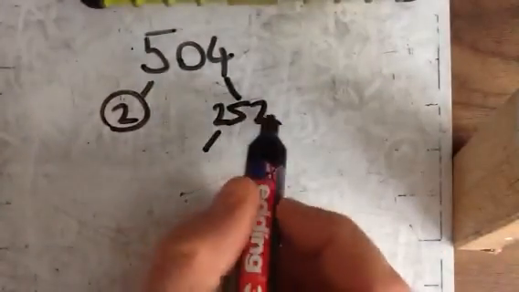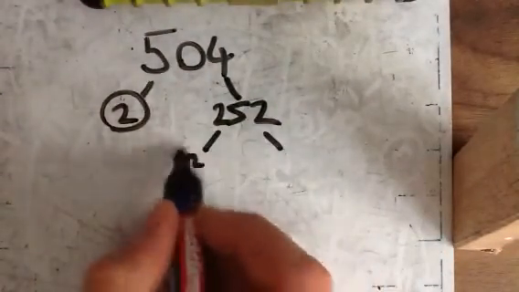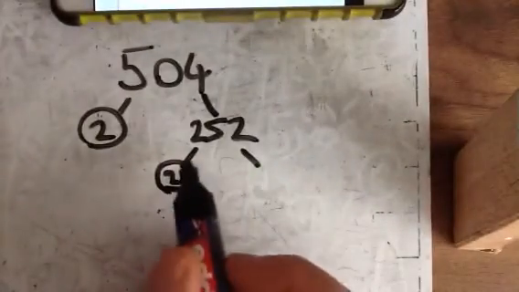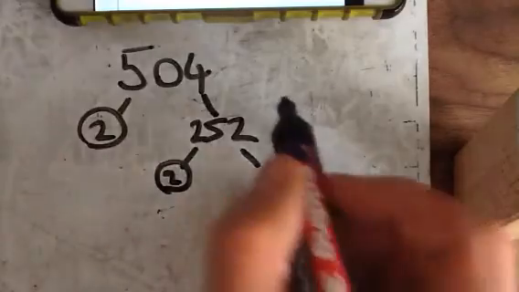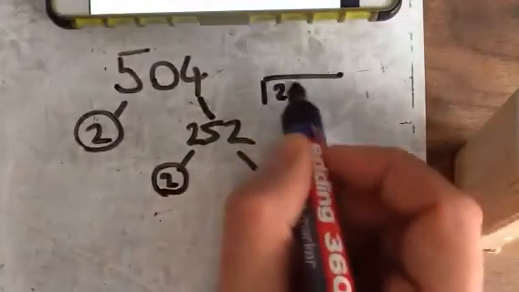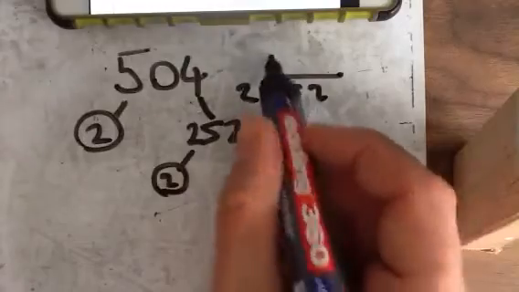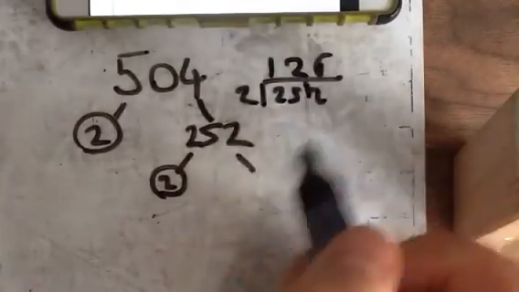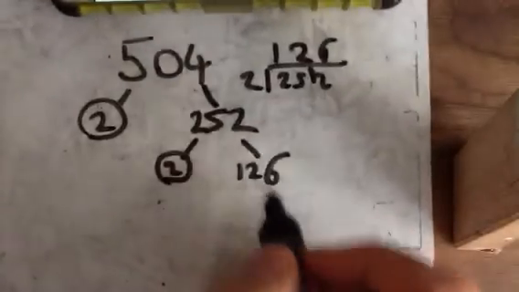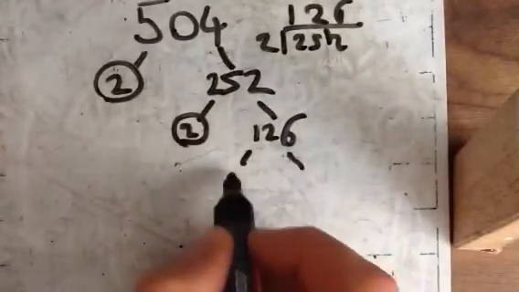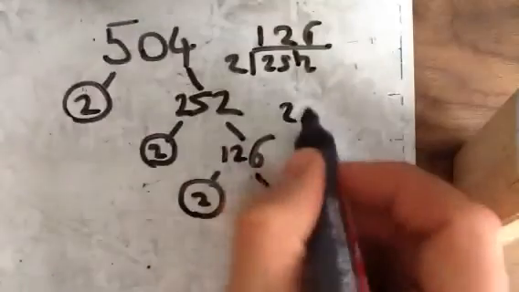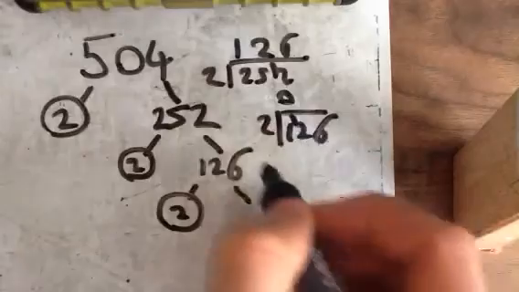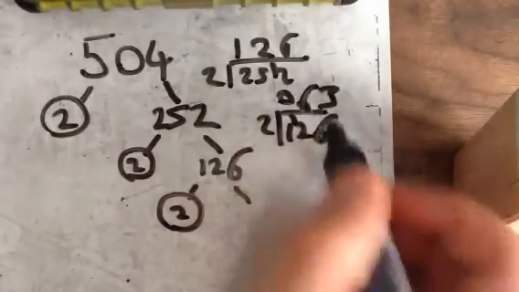252 is not prime. I know that because it's even. So I'm going to put 2 into it again. If you know other prime numbers that go into it, you can do that. The order is not important. 252 divided by 2, I might need to do long division. 2 into 2 goes 1. 2 into 5 goes 2, with a remainder 1. 2 into 12 goes 6. That's 126. Again, it's definitely not prime because it's even. So I'll put 2 into it again. 2 into 126: 2 into 1 doesn't go, carry the 1 over. 2 into 12 goes 6. 2 into 6 goes 3.